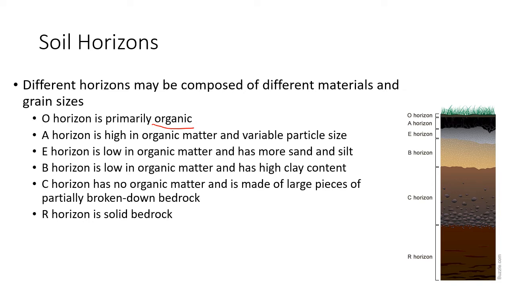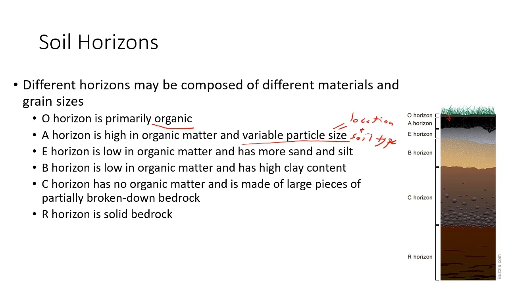The A horizon is going to be high in organic matter because it's filtering down from the O horizon and it's breaking down into the A horizon. And it's going to be variable particle size. That variable particle size is going to be different due to the location and the soil type, right? If it's loam, it's going to be loam. If it's an area where it's mostly flood deposits of silt, then it's going to be silt. If it's a sandy desert, then it's going to be sand, right?